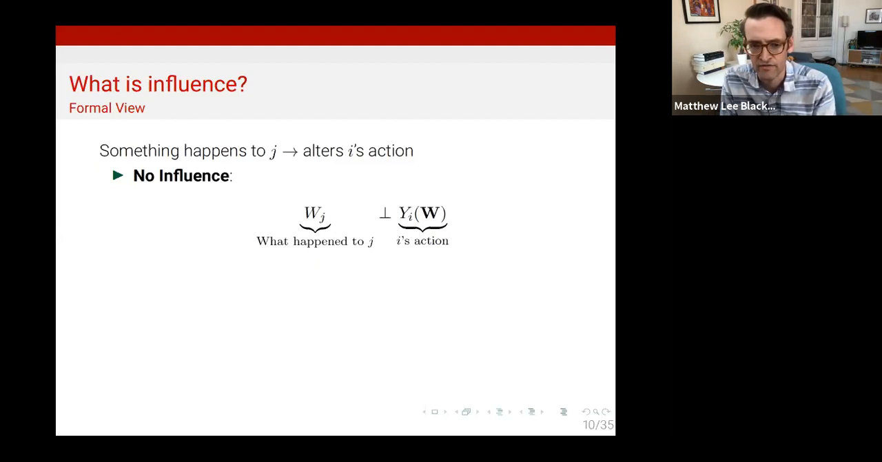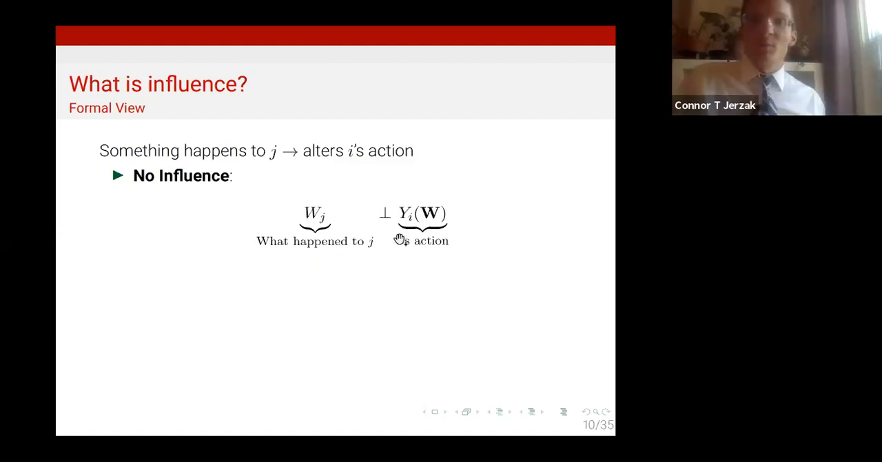And I think it'd be good to know how those two things relate. For instance, one question would be, does this imply that there's no interference? This is an average level statement, so it doesn't necessarily imply that there's no influence at the individual level, right? This here would be, if this independence relationship holds, then the function that determines I's action doesn't take in as input what happened to unit J.